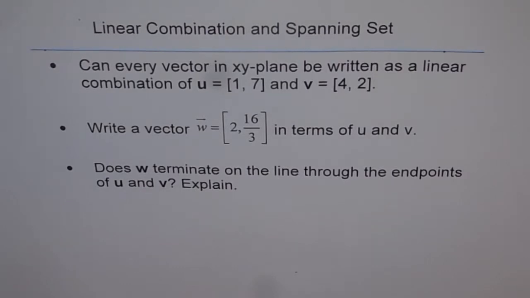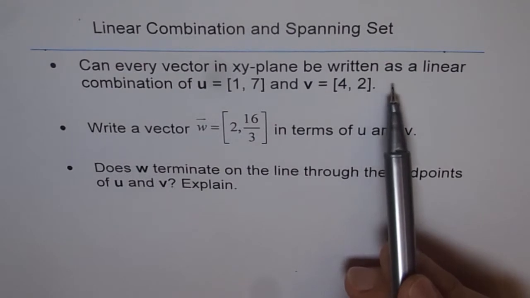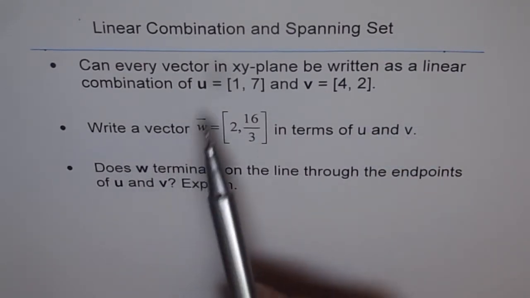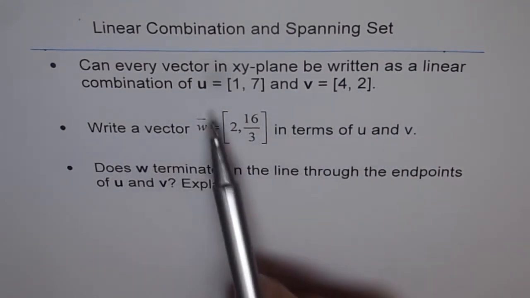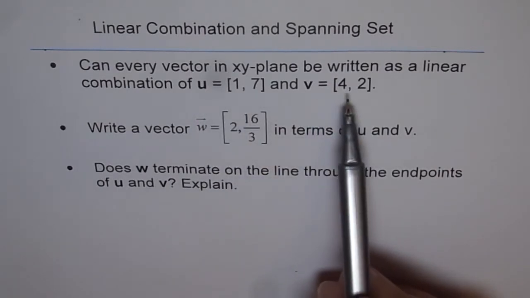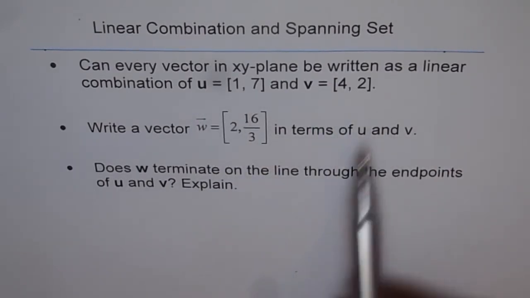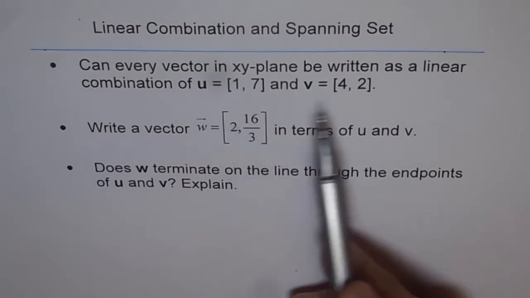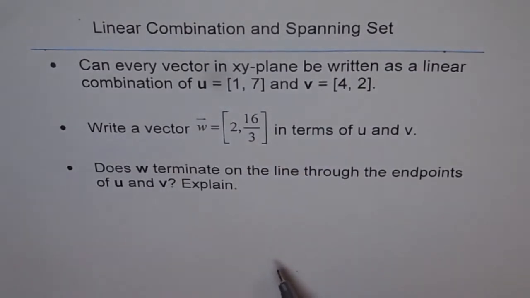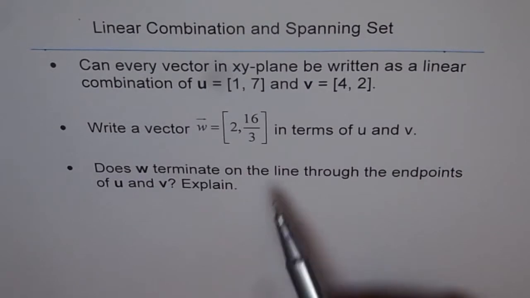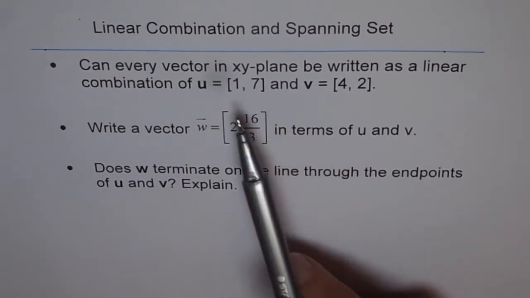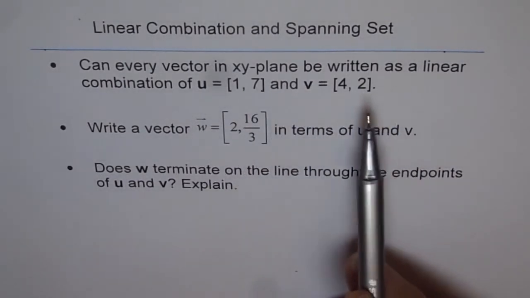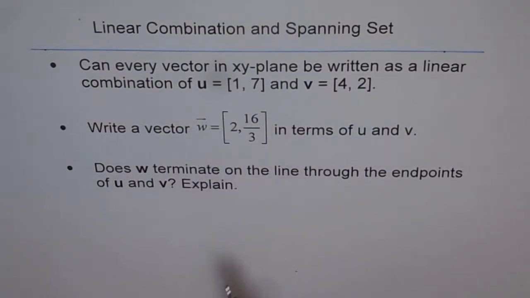The question here is, can every vector in the xy plane be written as a linear combination of vector u and v, where vector u is (1, 7) and v is (4, 2)? Now this is a straightforward question, since they are not zero vectors and since they are not collinear, they can span. So they form a spanning set in R2. Therefore, every vector in the xy plane can be written as a linear combination of u and v.